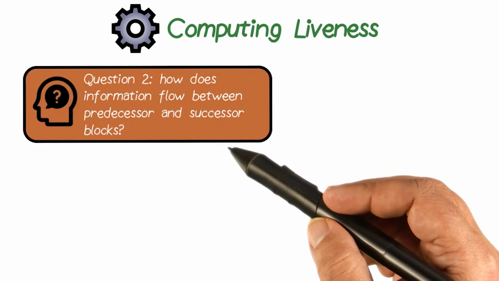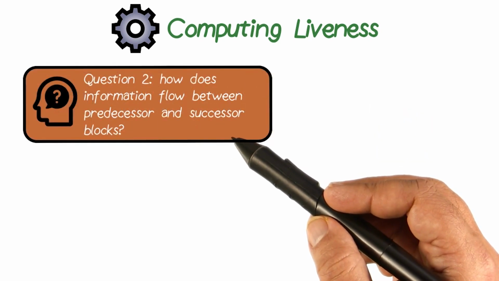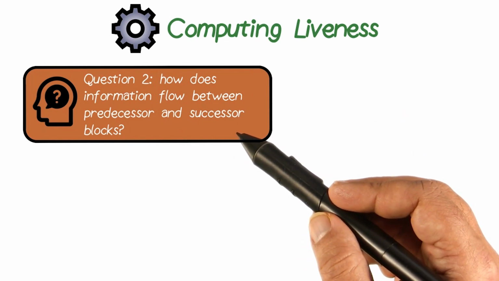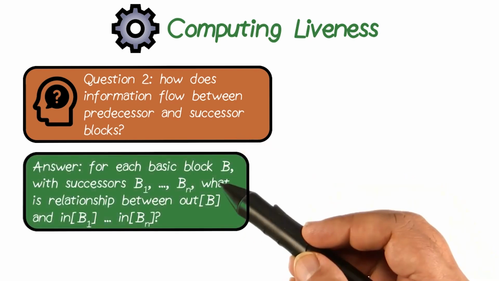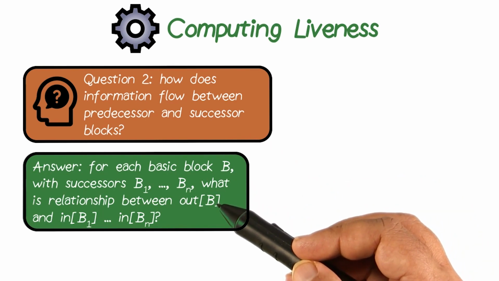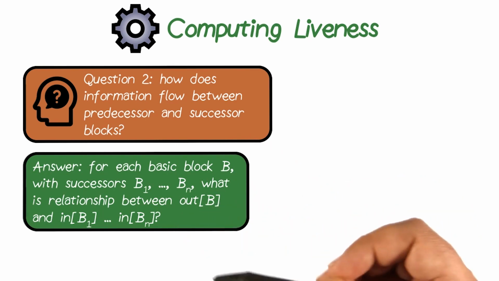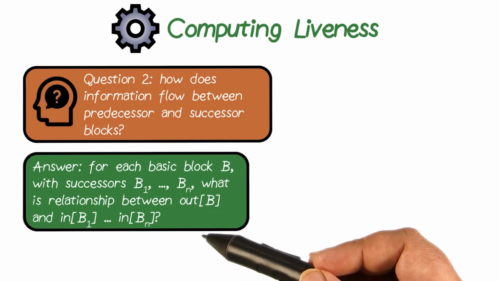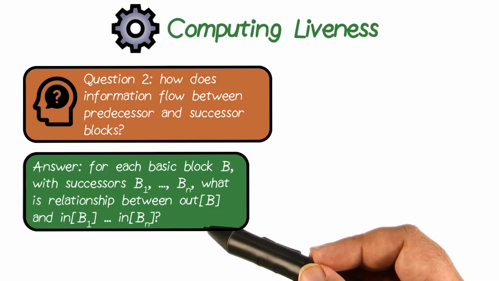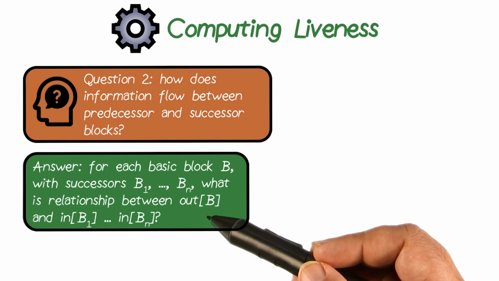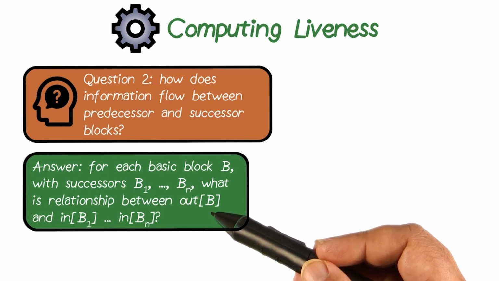The second question that remains to be answered is how does the information flow between the predecessor and successor blocks when it comes to control flow? The answer is, for each basic block B with successors B1 through Bn, what is the relationship between the out of B and in of B1 through Bn? How we establish this relationship with regard to the property of liveness will determine the algorithm that we generate for finding the liveness.